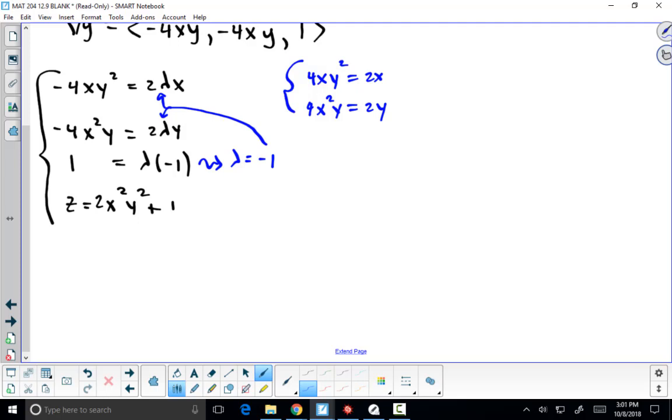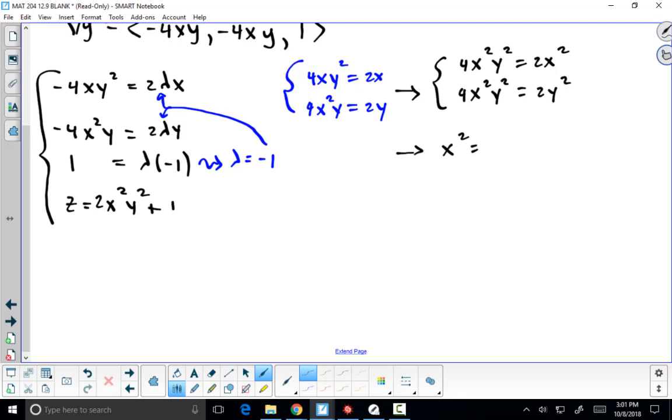Okay, so now we have to simultaneously solve those. I think multiplying the top equation by x makes sense, and the bottom equation by y. So we'd have 4x squared y squared equals 2x squared, and we have 4x squared y squared equals 2y squared. That tells us that x squared is equal to y squared.